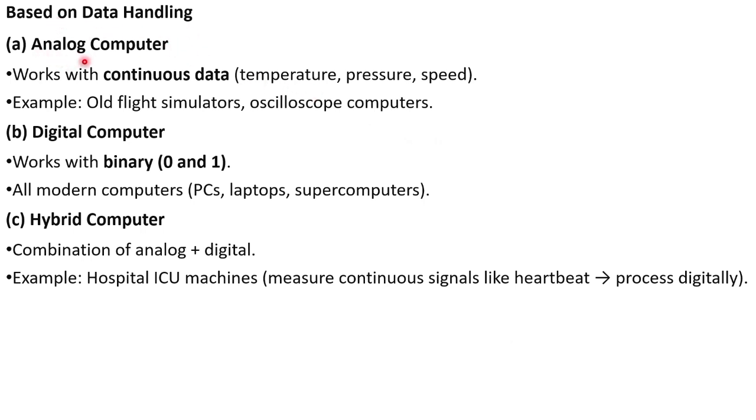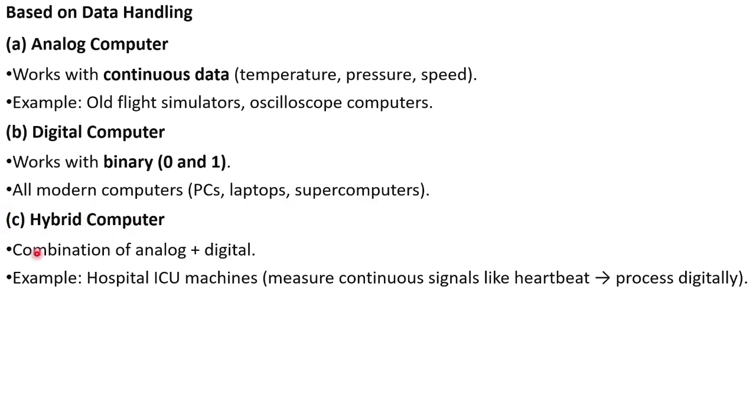The types of computer here are analog, digital and hybrid. First we have analog computer, works with continuous data. Examples: temperature, pressure, speed. And examples of analog computer are old flight simulators, oscilloscope computer. Digital computer works with binary 0 and 1. All modern computers are digital computers like PCs, laptops, and supercomputers.